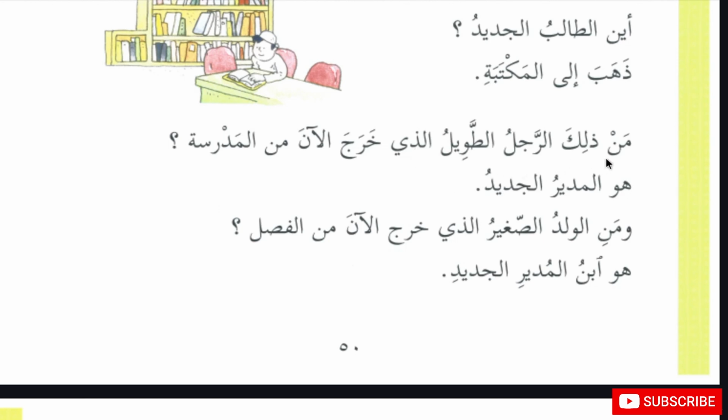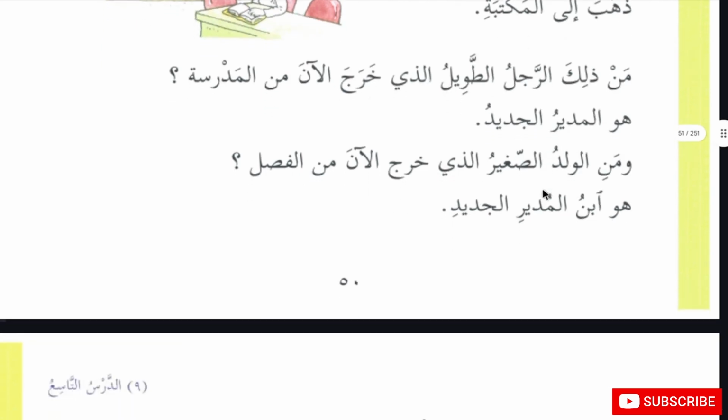So, من ذلك الرجل الطويل? Who is that tall, طويل, tall man? الذي, the one who. خرج الآن. خرج, he left. الآن means, it's also a time adverb, I believe, for time. الآن means now. من المدرسة, from the school. هو المدير الجديد. He is the new principal.